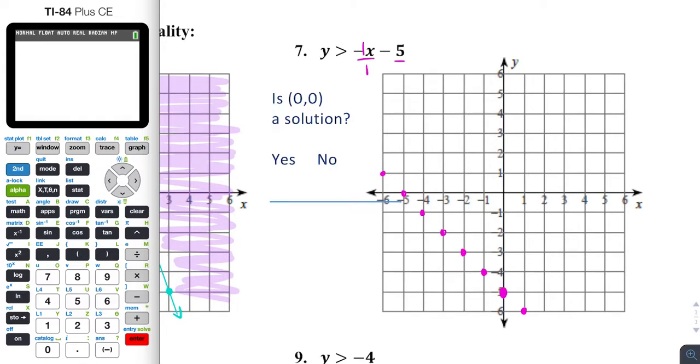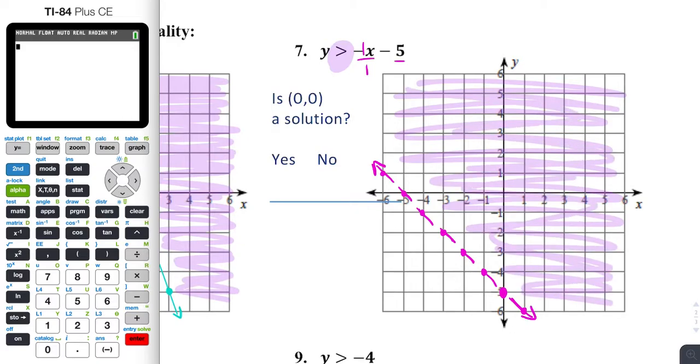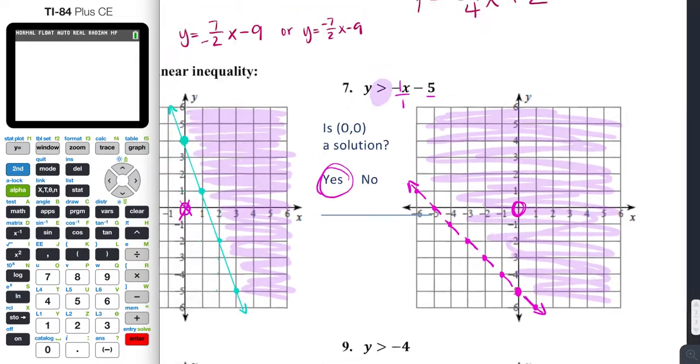Since it doesn't have the equals underneath here, it's just the greater than, it's going to be a dashed line. So it's not going to be connected, just a dashed line. Then y is greater than, so that means we're going to shade above. And this time, is 0, 0 a solution? 0, 0 is in the shaded part, so yes, it is a solution.